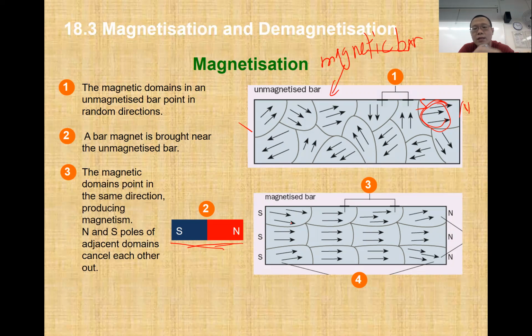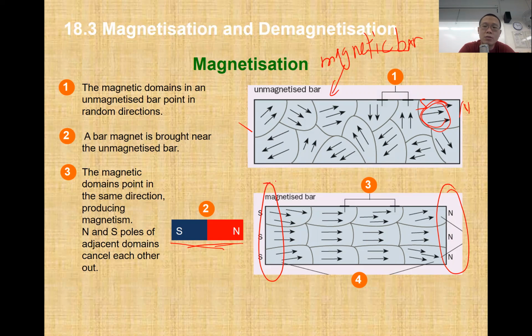Because they are all aligned in a single direction, you'll find that all the arrows point in one direction, to the right. Because the arrows point to the right, this side here will become your North Pole, and the south end here will become the South Pole.